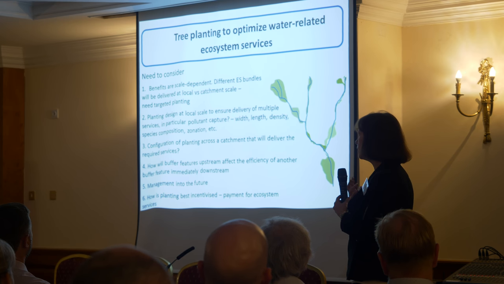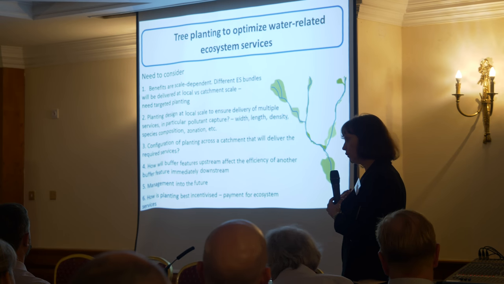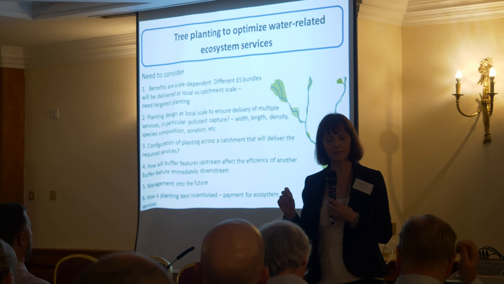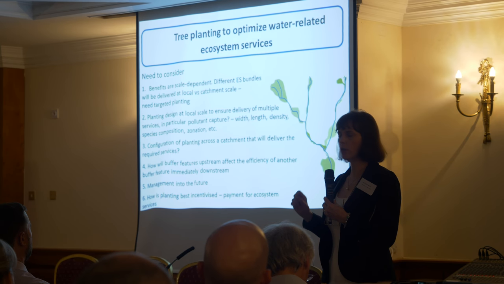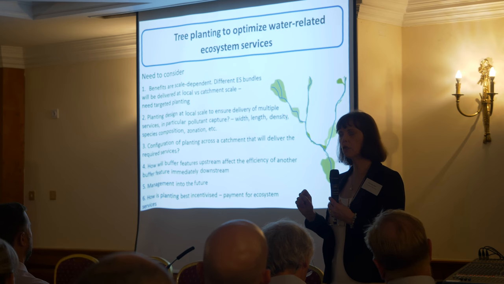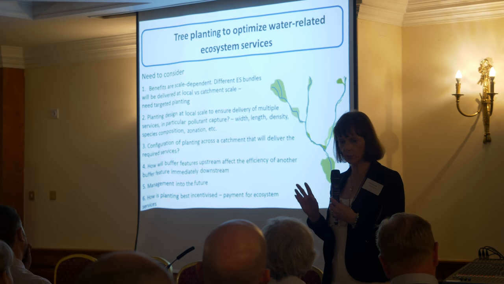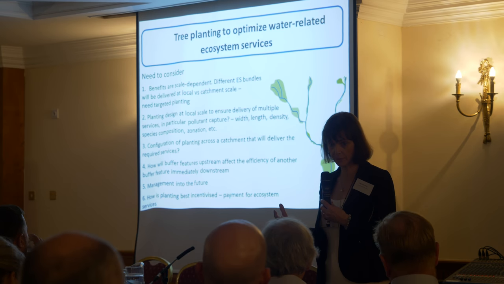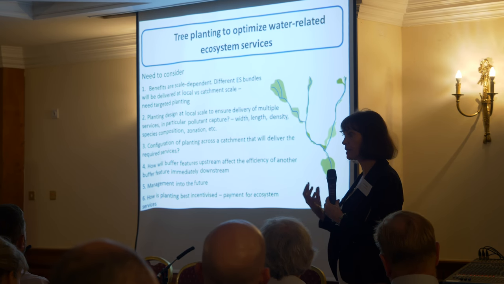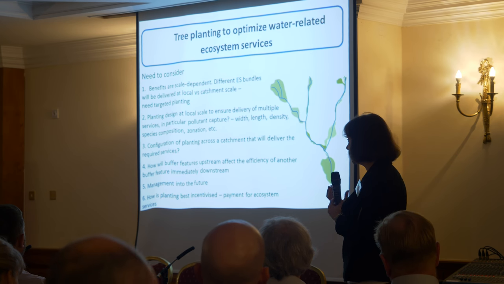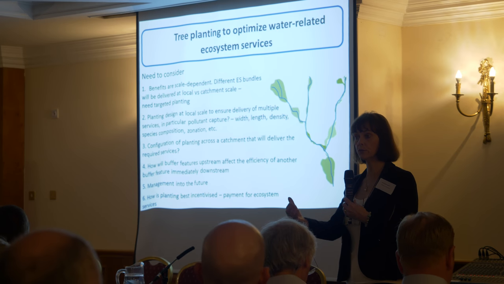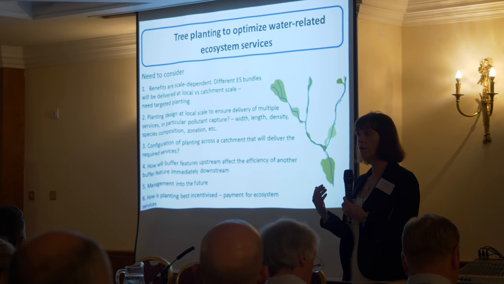So we have to think about how the buffer features created upstream will affect the efficiency of another benefit further downstream. And I read an article recently, and I cannot remember where I read it, but it said that for effective water quality protection, we may have to plant up to 70% of riparian areas with woodland. So that clearly demands a lot of land area. And I suppose that brings me on to the final point, which is how might that planting be best incentivized so that we can actually achieve those targets and have a measurable effect on water quality?